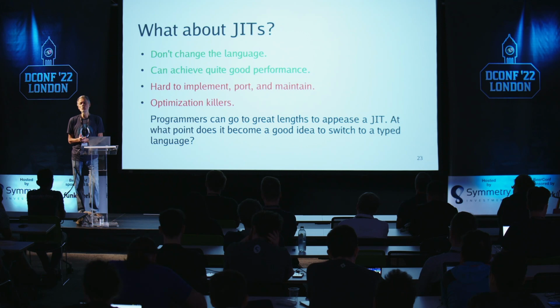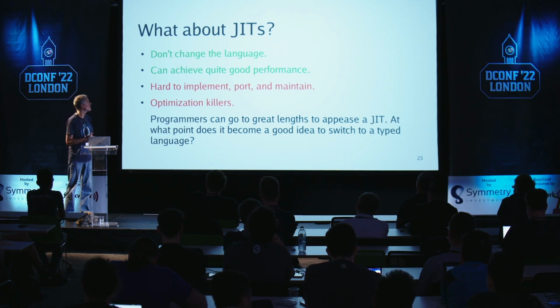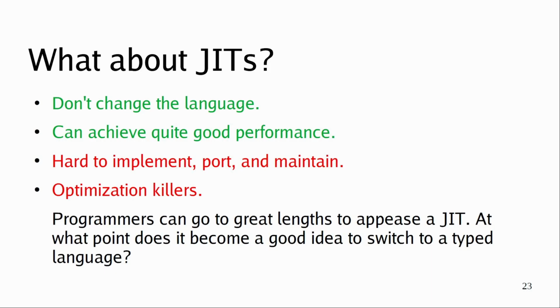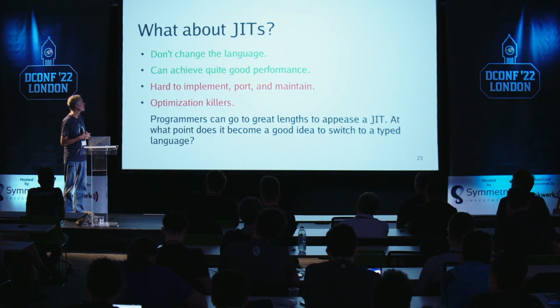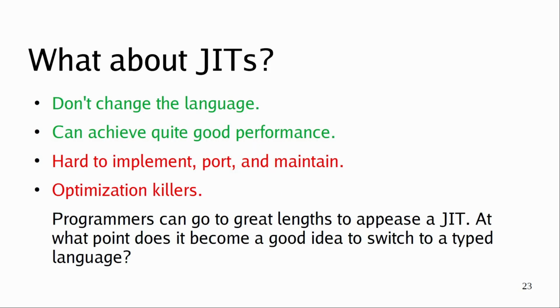So one solution that people are using a lot for dynamic languages in general, and scripting languages in particular, is just-in-time compilers. It has some very good points: officially at least, you don't change the language, and you can achieve quite good performance, mainly in benchmarks. They are particularly good in benchmarks, but they are very good in real programming too. But they have one point: they're very, very hard to implement. They are hard to port.